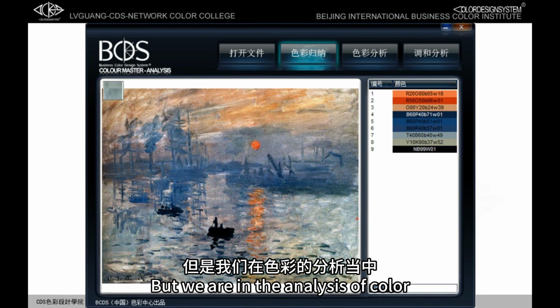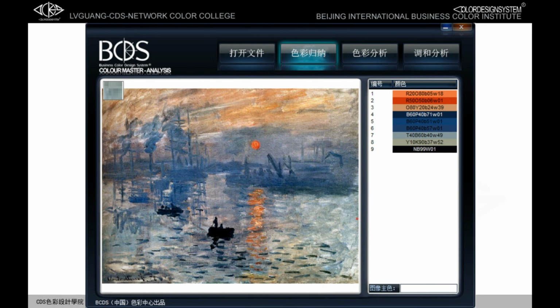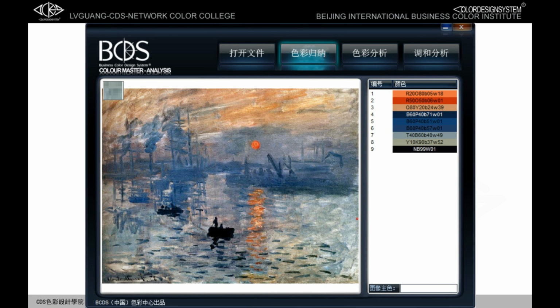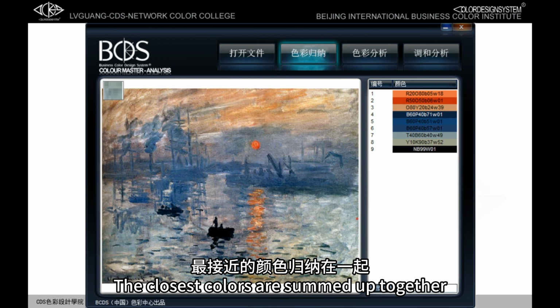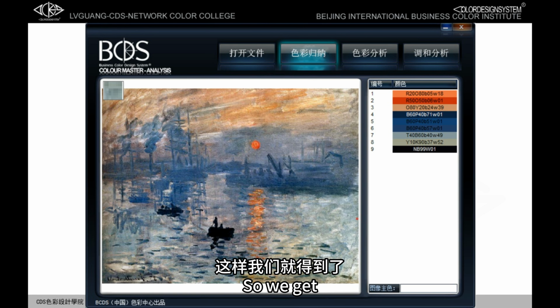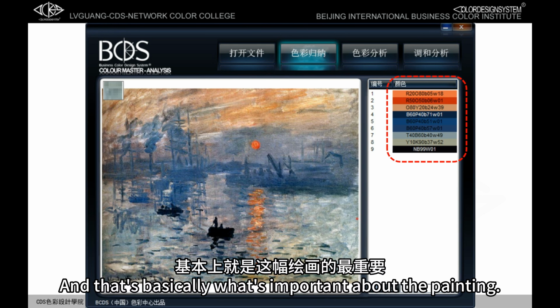But in the analysis of color, it has to be categorized. In this way, we take its most representative colors, and the closest colors are summed up together. We collectively call this extraction. So we get these 9 colors, and that's basically what's important about the painting.